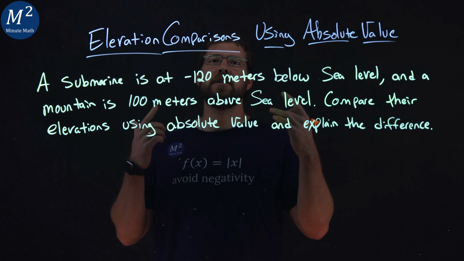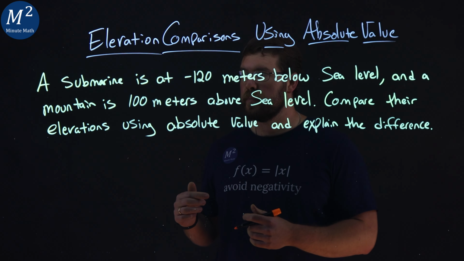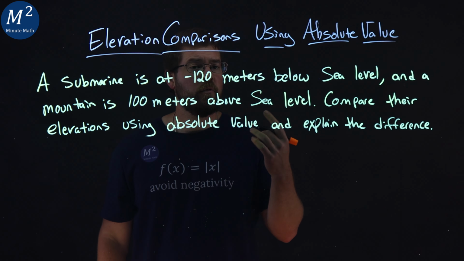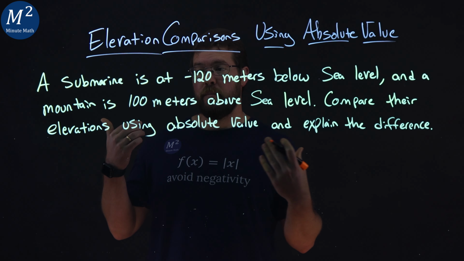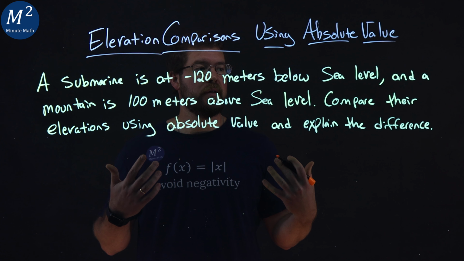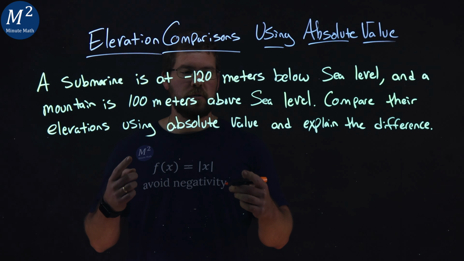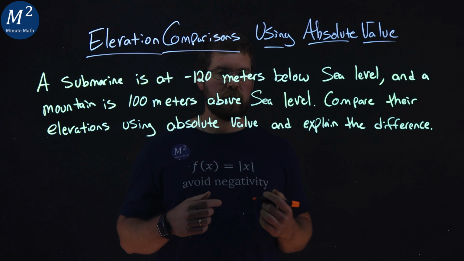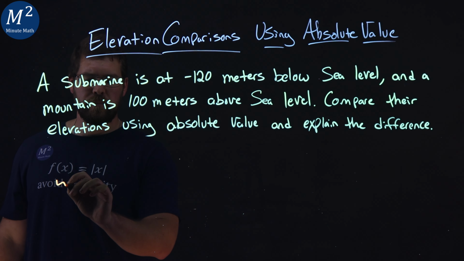Let's learn about elevation comparisons using absolute value. A submarine is at negative 120 meters below sea level, and a mountain is at 100 meters above sea level. Compare their elevations using absolute value and explain the difference. Let's get a visual here.